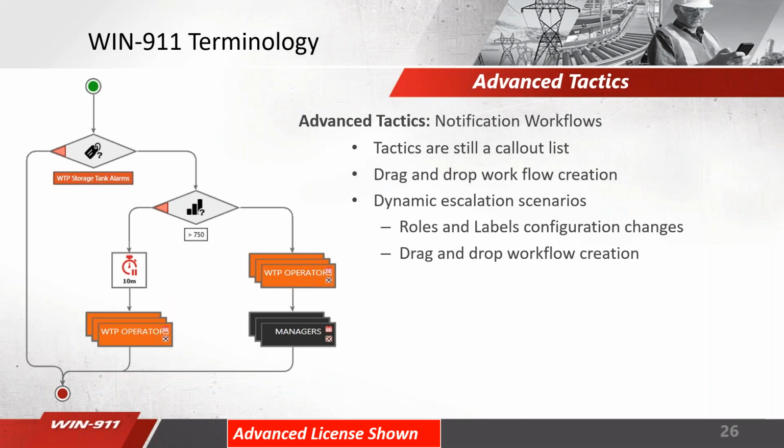This is just a quick snapshot of an advanced tactic. In contrast to what we just saw as a basic tactic with the call out lists going down the row, this is a drag and drop workflow creation. And you can get real dynamic and real complicated and make these pretty crazy if you wanted to. But you have all sorts of roles and labels and this drag and drop workflow for who to notify and when. And you can add some other options in here. Is the complexity of this going to cause some issues? Maybe, but that's what we're here for.